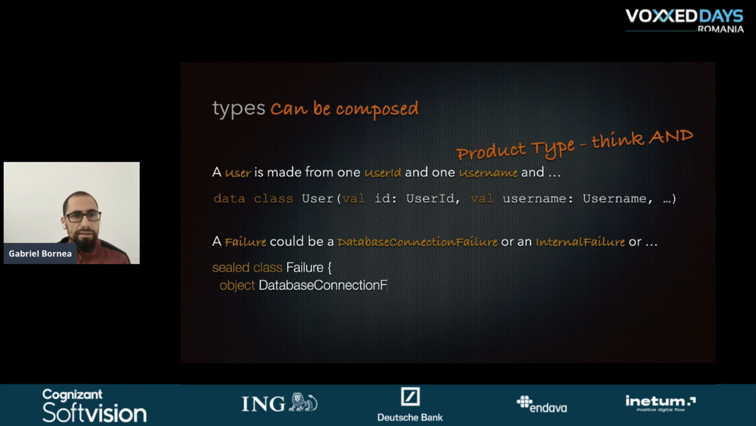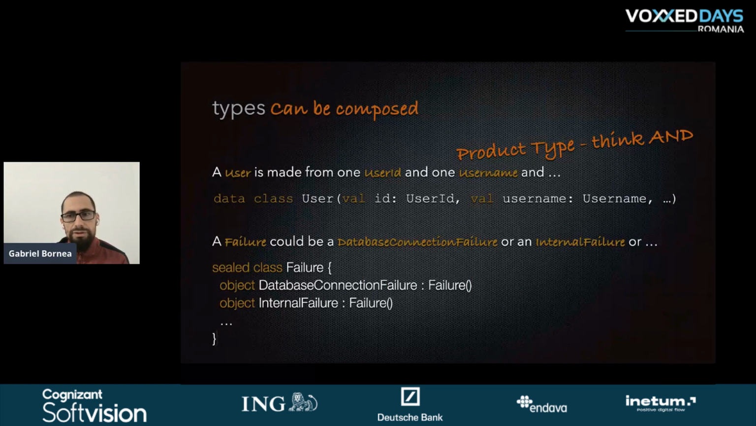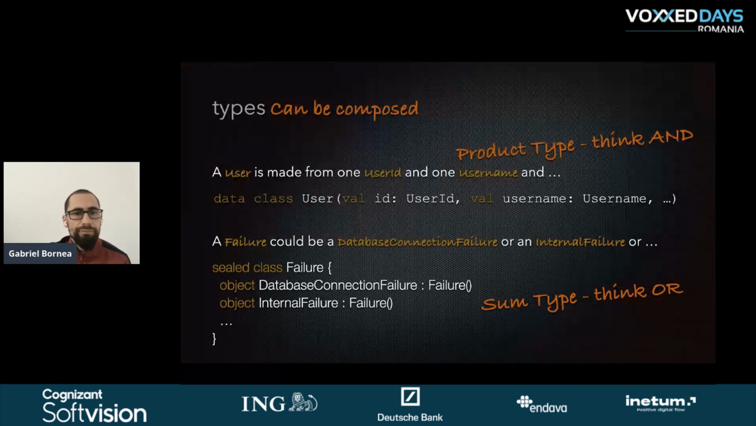These are modeled as sealed classes, which are present in Java from newer versions as well. And these are important because when you have an expression that evaluates a failure, it can be only one of these types. So now I'm building a type, but you can think of them as OR, because it's a database connection failure or an interstellar failure or so on. So these are the two ways in which you can compose types, with AND and with OR.